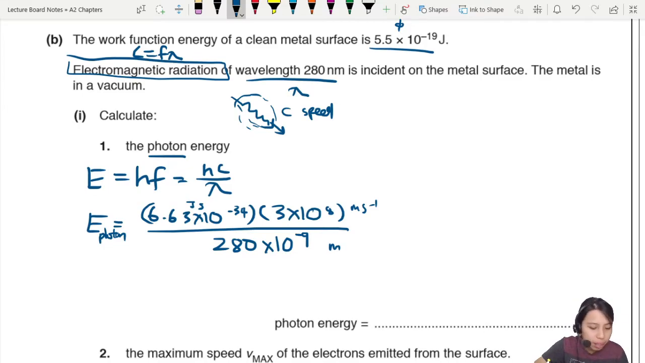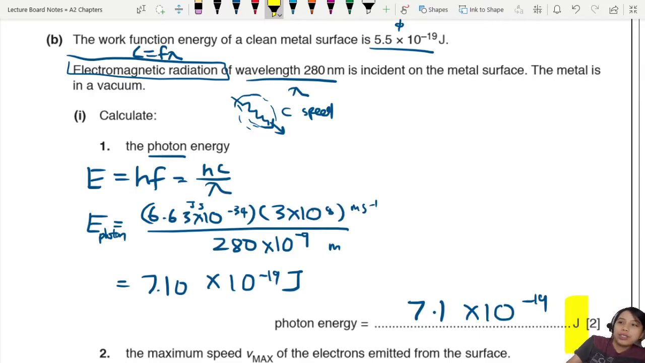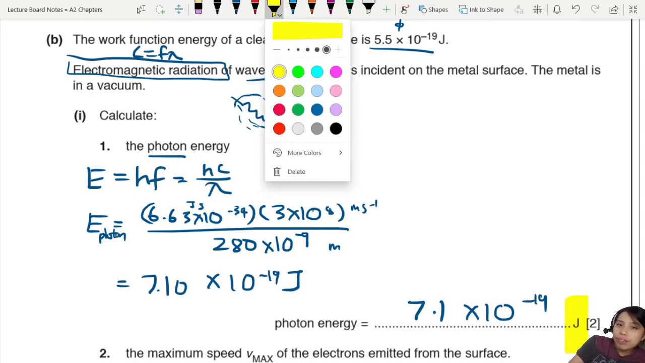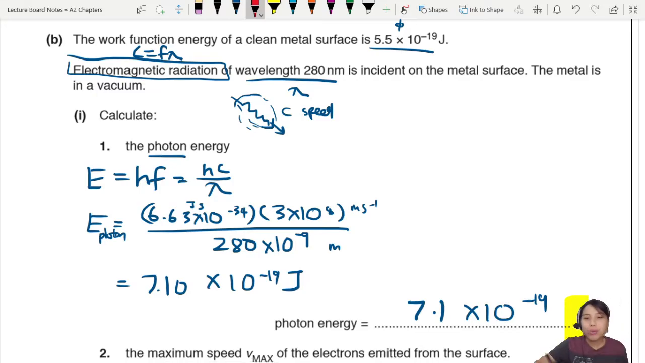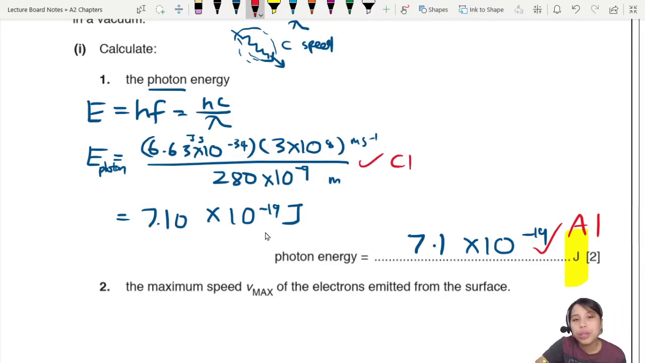Okay, so what is this value? This I will get 7.10 times 10 negative 19 joule. So I can write, I'm going to write 2 as f. Okay, so 7.1 times 10 negative 19. This one, the unit is in joule. So be careful, whether it's joule or eV, you must do conversion. So 1 mark for your final answer, 7.1. Ding! Another mark for substituting into the equation. So this one, if you knew this thing, this is the important one. But you don't have f, you need to find lambda. So that's where we go.